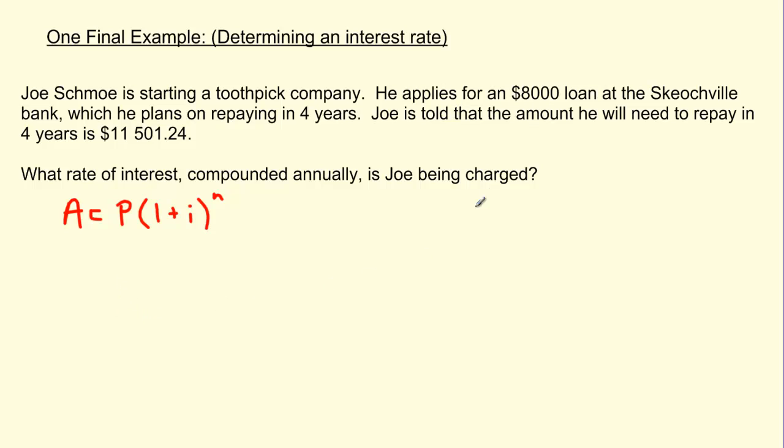He applied for an $8,000 loan, which is the amount that he is starting with. So that's our principal. So our principal is going to be $8,000. The amount he needs to repay at the end is $11,501.24. So that's our A.